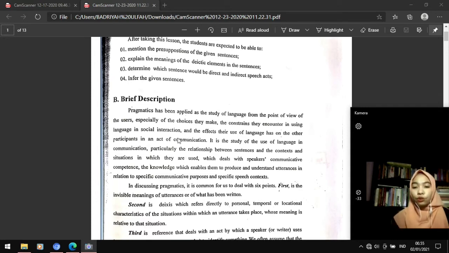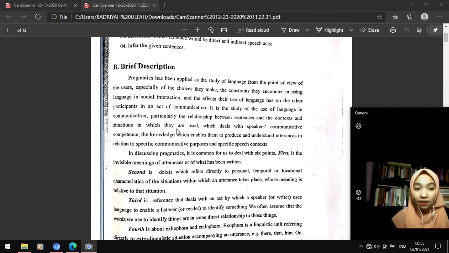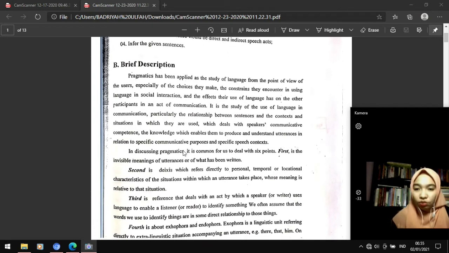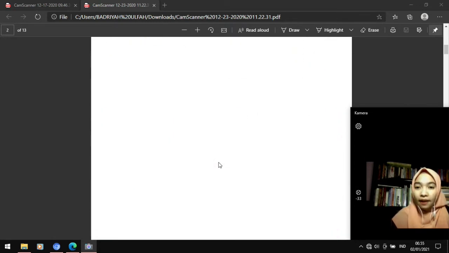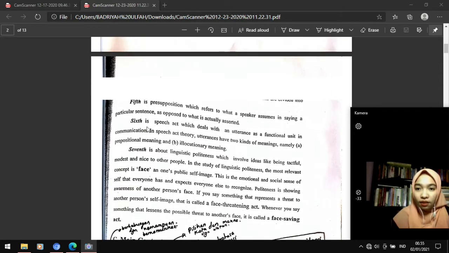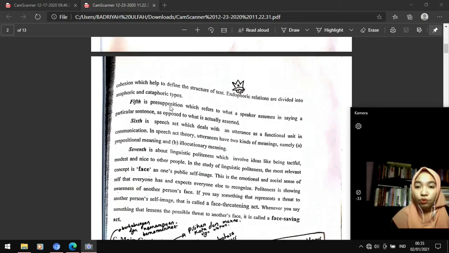Okay, in pragmatics there are some terms that you need to learn. In discussing pragmatics, it is common for us to deal with these points. The first is invisible meanings. The second is deixis. Third, we have reference. Fourth, exophora and endophora. Fifth, we have presuppositions. Sixth, we have speech act. Seventh, we have linguistic politeness.